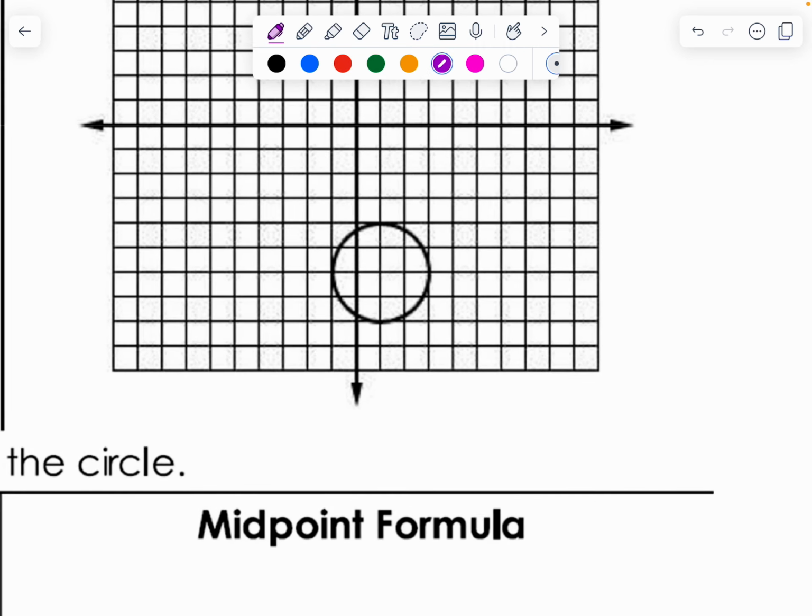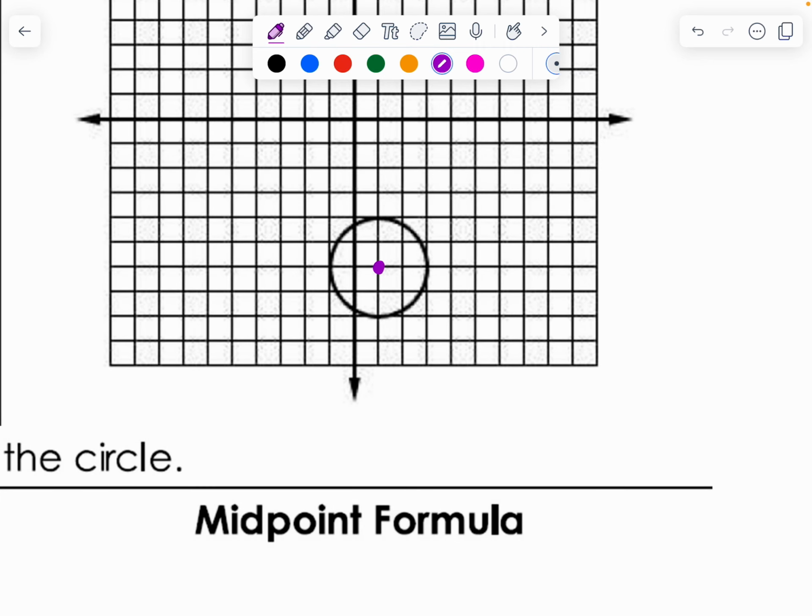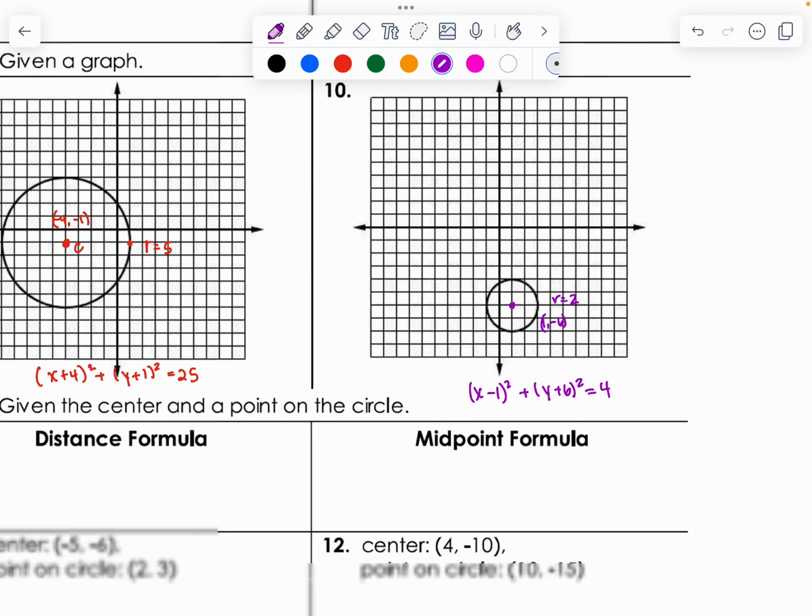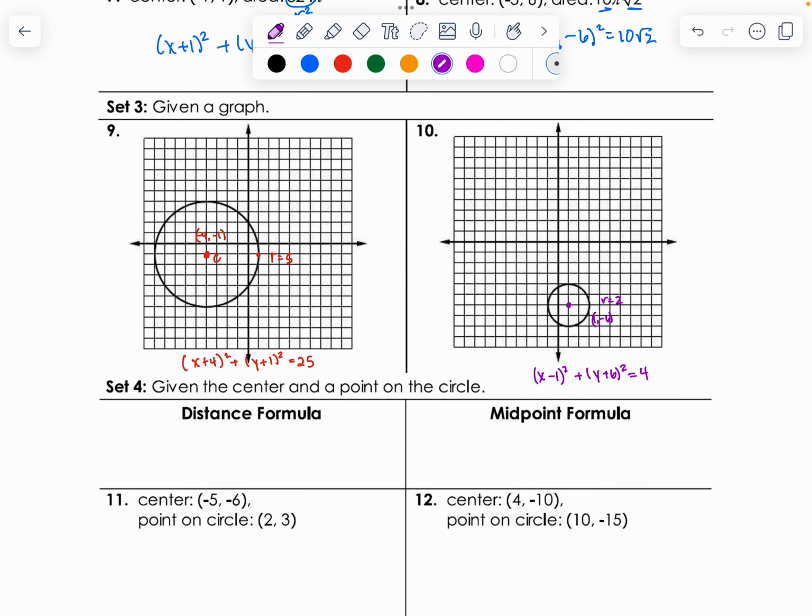Next one, before we finish this worksheet up here, my center is located at 1, 1, 2, 3, 4, 5, 6. So 1, negative 6. So if you want to start by writing that part first, x minus 1 squared plus y plus 6 squared, and then my radius we can see here is 2, so it equals 4. So these circles happen really fast. You have to be able to pull the information, but all you need is the radius and your center.